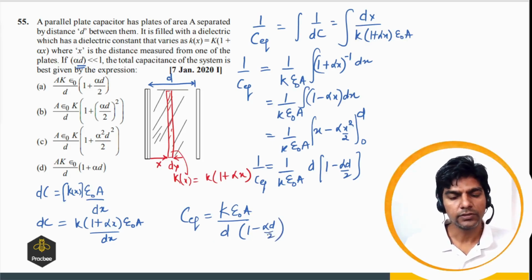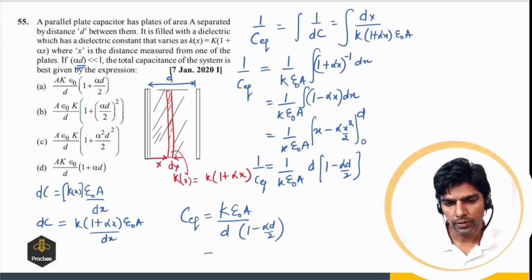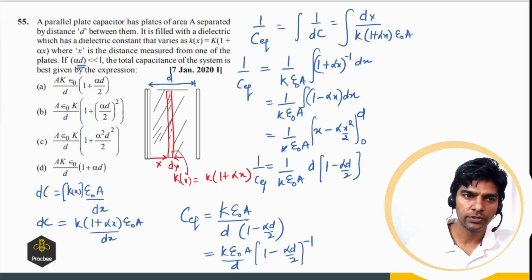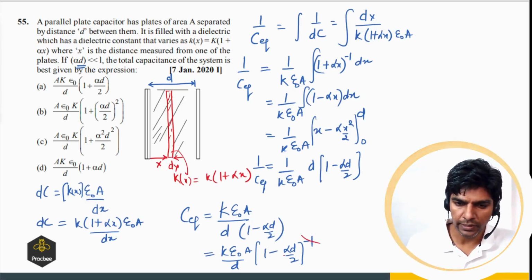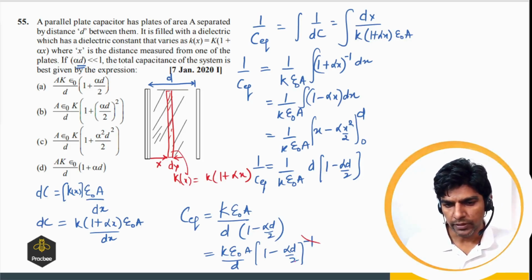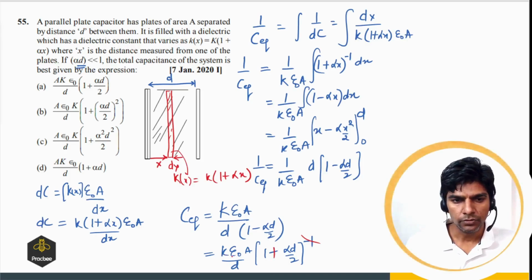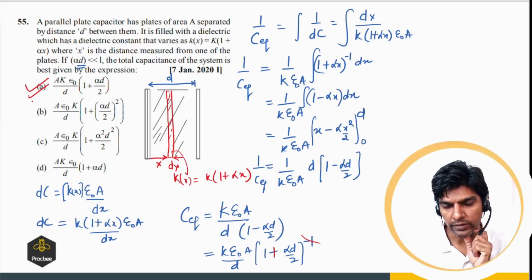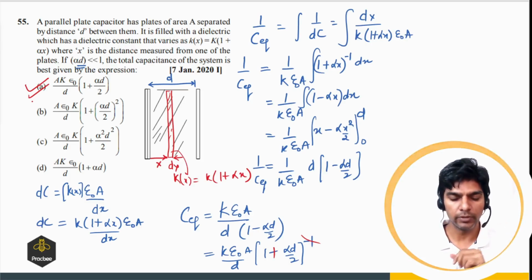Now again you can take this (1 minus alpha d by 2) in the numerator. So it will become k epsilon naught A by d times (1 minus alpha d by 2) raised to power minus 1. Again I can use binomial approximation, and we can remove this negative 1 and multiply this with alpha d by 2. So it will become plus. So the answer will be k epsilon naught A by d times (1 plus alpha d by 2). So option A is the right answer. So I hope now you know how to approach when the dielectric constant is not constant but variable.